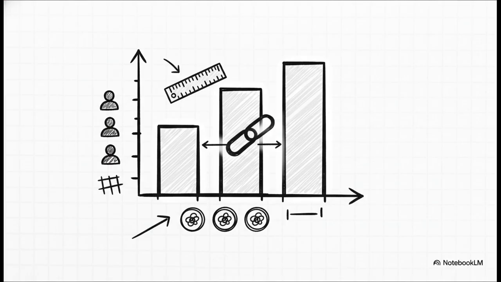Now, to tell that story right, a histogram has to follow a few simple but really important rules. First, it's only for quantitative data, stuff you can measure with numbers. Second, the bars have to touch each other, which shows us we're looking at a continuous scale. Third, all the bins have to be the same width. And last, the vertical axis is always the frequency, or the count.